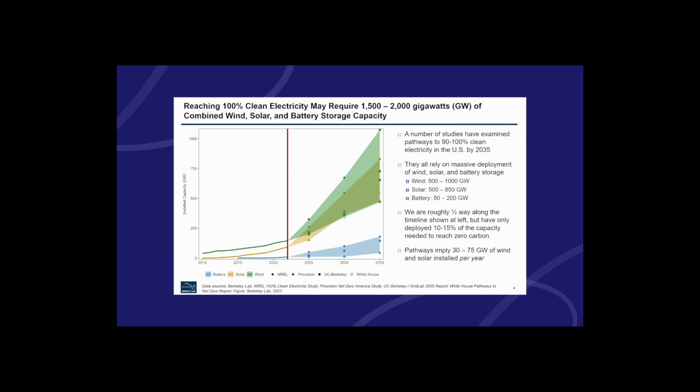So what I want to emphasize is, along this timeline, we're roughly halfway, and we've deployed roughly 10 to 15% of the wind and solar that we need to reach that target. So we have a long way to go. I don't want us to get pessimistic about that because we're actually doing pretty well if you look at the growth rates of these technologies, and I'll get to that in a few minutes.